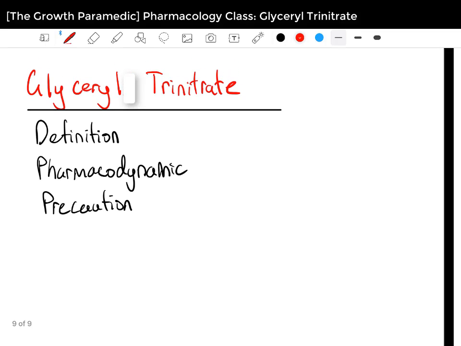All of these sections will be time-stamped. So if you're in a rush and you need to get to one area quickly, or if you're about to study or do an exam and you want to quickly get a refresh on glyceryl trinitrate pharmacodynamics, you can just quickly go to that section of the video and not watch the entire video itself. So they are going to be time-stamped, and this part was the introduction. And now that we got that out of the way, we're going to move straight into the definition of GNT.